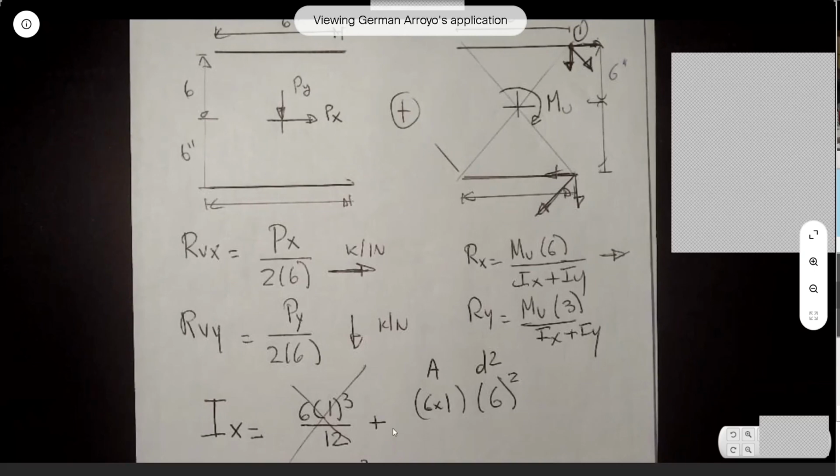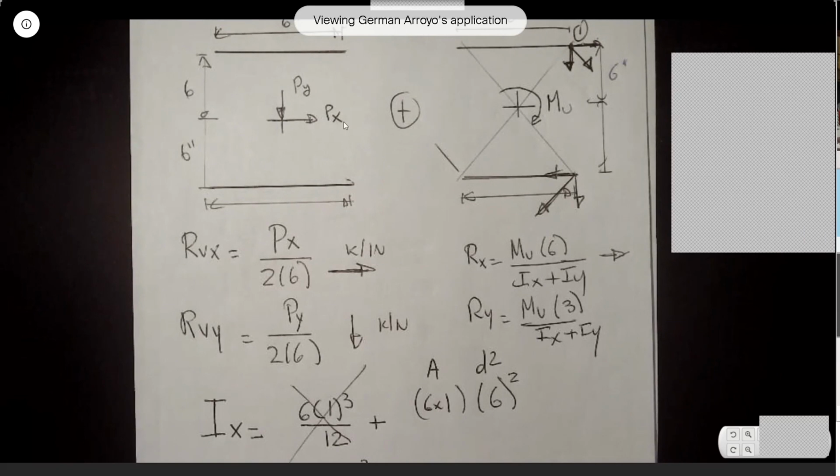How large is the area? 6 times 1. But remember, just use the formula: 6 times 1 times 6 squared. I'm moving the moment of inertia from this line about its own centroidal axis to the centroid of the distribution of welds.